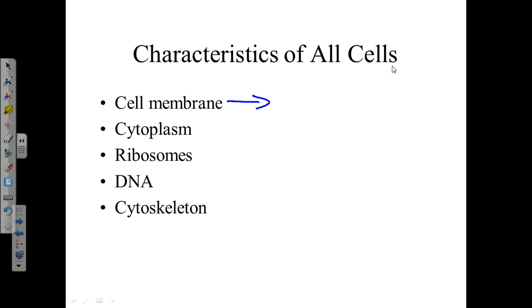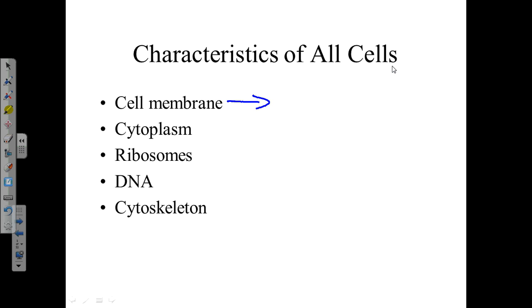Every cell has inside the cell this stuff that we call cytoplasm, which is sort of like what? It's sort of like maybe like Jell-O. Yeah. It's the stuff that just fills up the cell. It's like the goo inside the cell. It fills up the cell.